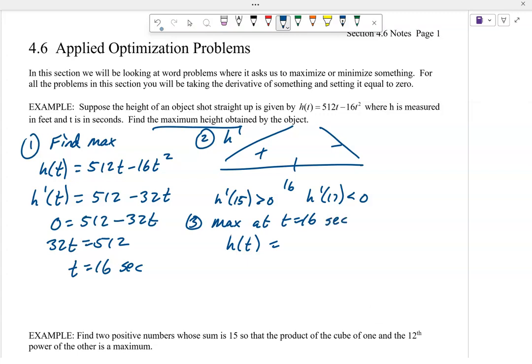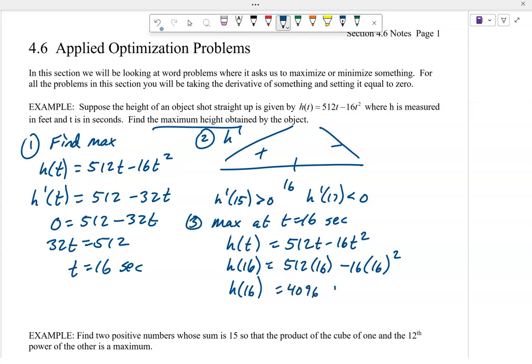So what's our max height? Well, let's plug it into the height function here. h of 16, 512 times 16 minus 16 times 16 squared. This will end up being, let's see, 4,096 feet. So we have a max of 4,096 feet when we're at 16 seconds.